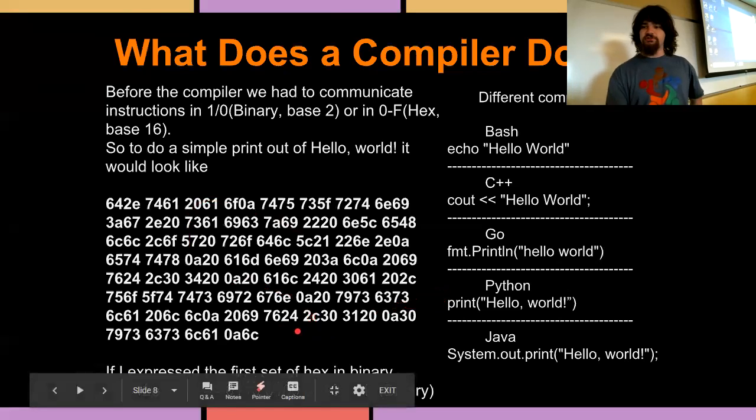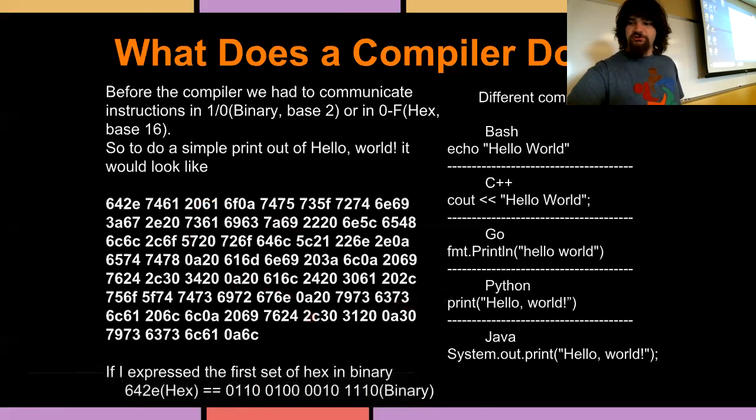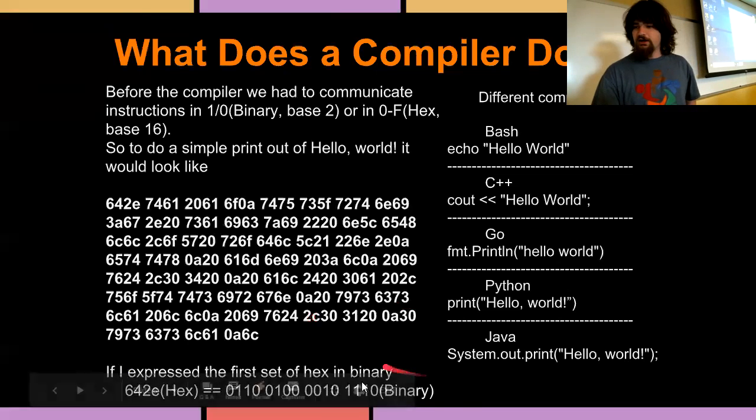If I was to express this same paragraph in binary, it would take up 3 pages. So if I just take the bottom one, if you notice down at the bottom of the slide, I expressed just the first 4 grouping in hex. In binary, it's very large, right? That takes up a lot of space.